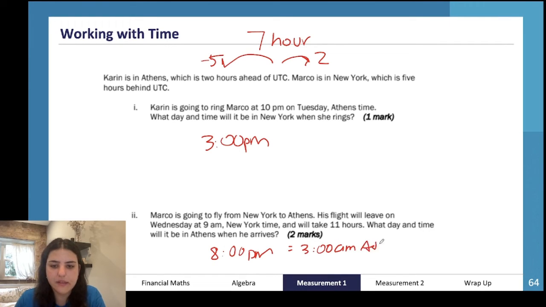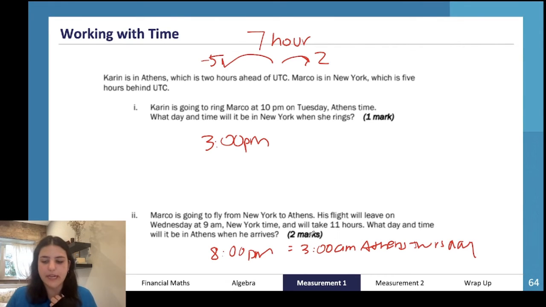In Athens on Thursday. Remember, you always want to write the day, because if you just wrote 3 a.m., they're probably like, oh, you said Wednesday. Always write the day as well.